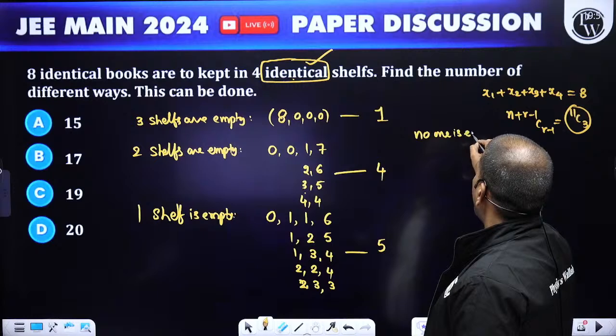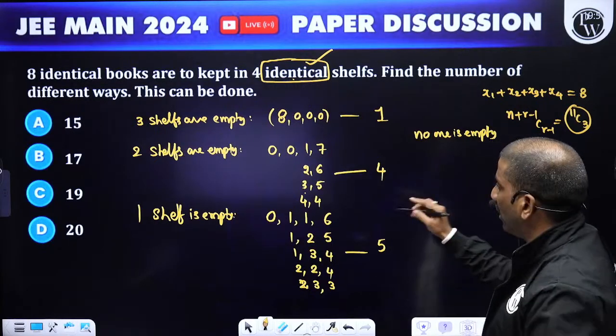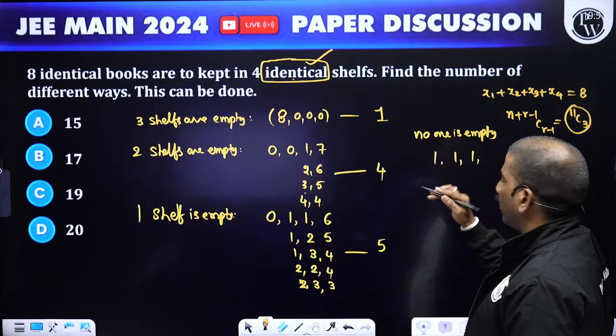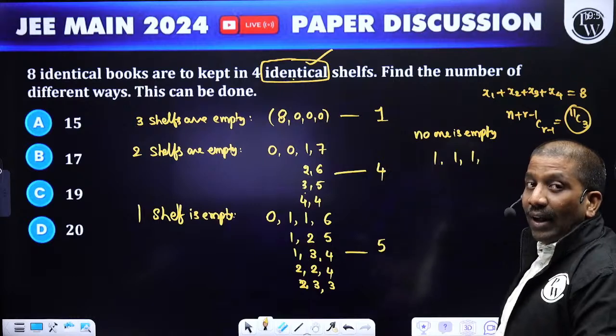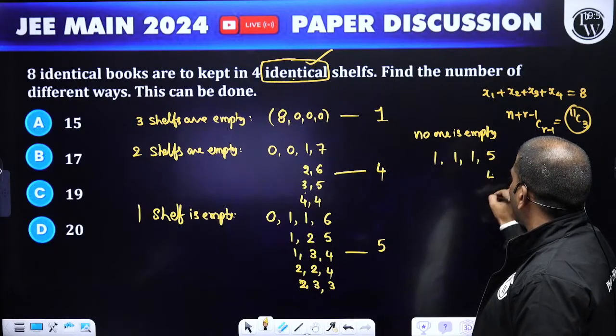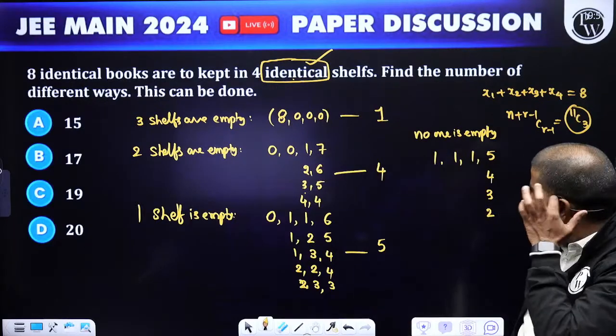No one is empty. We need to write very carefully. Again, I follow the same logic: 1, 1, 1, so at least 1, 1, 1. Next, remaining 5. So let's make this a 4 and 3 and 2. How does it work? Let us see.